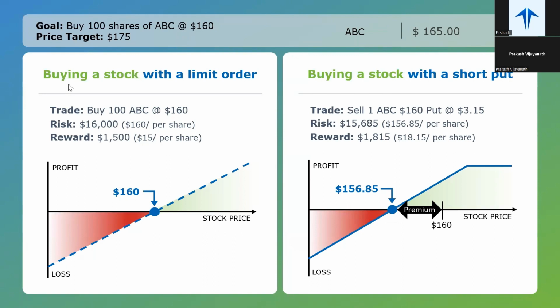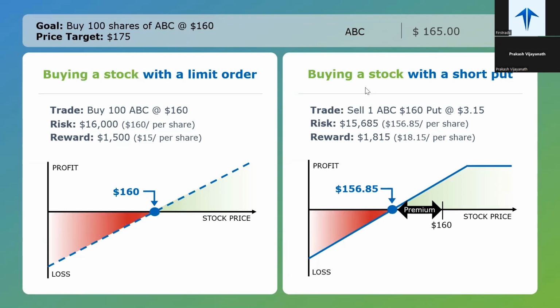Now, because we want to purchase it at 160, but ABC is currently trading at 165, if we place a limit order, the trade would be to buy 100 shares of ABC at 160, and you'd essentially have to wait for ABC to decline to 160, and then that trade will become executable. Your risk is $16,000 in total, or $160 per share, because the underlying stock could decline to zero, and your reward is $15 per share because you have a price target of 175, and we assume that you will sell at 175. So that's quite simple to understand.